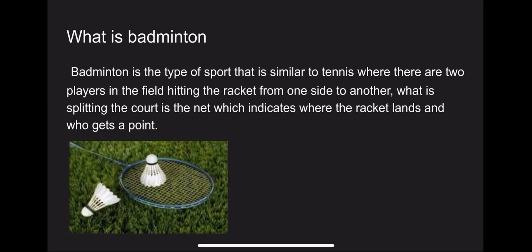So, the PE assessment that we're going to be talking about is about badminton. Let me start off explaining what badminton is. Badminton is a type of sport that is similar to tennis, where there are two players in the field hitting the shuttle from one side to another. What splits the court is the net, which indicates where the shuttle lands and who gets the point.